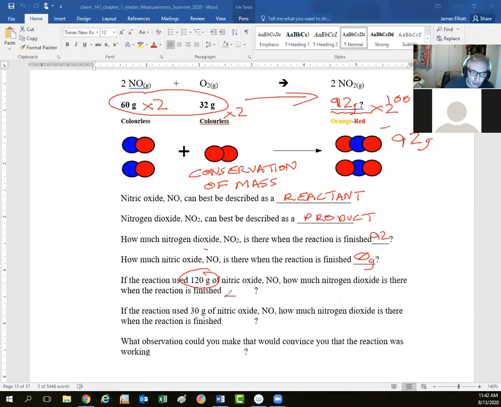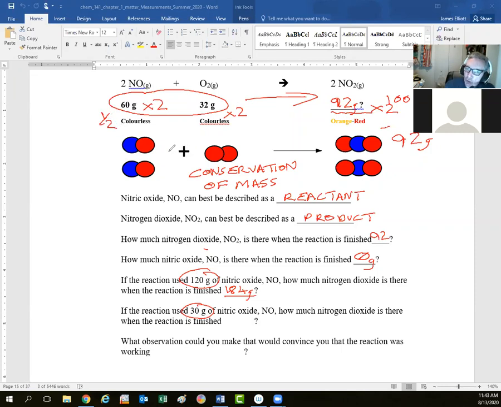So if that was the case, I don't know why my little line is missing there. If we're using double the starting reagents, we expect double the final product, and that would be 184 grams. Again, that's only if it was a 100% successful reaction. Often it isn't. If the reaction used 30 grams of the nitric oxide instead with a plentiful supply of oxygen, that's not double anymore, that's just half the amount.